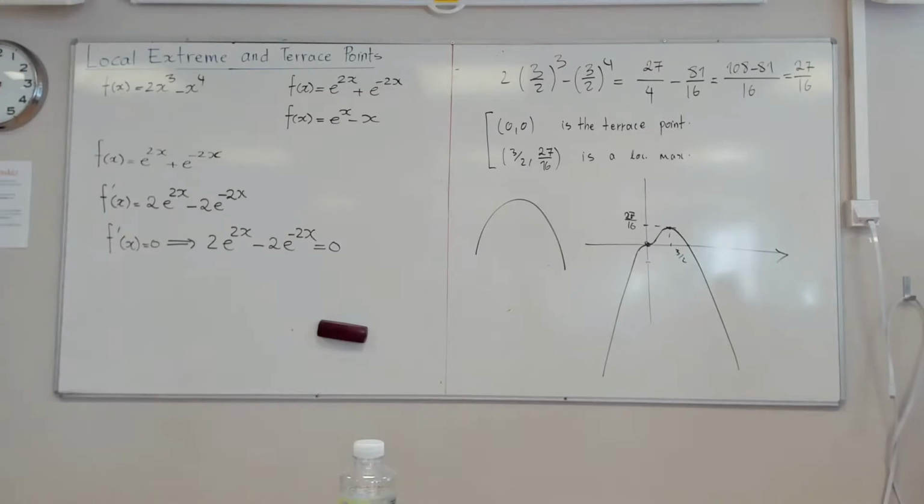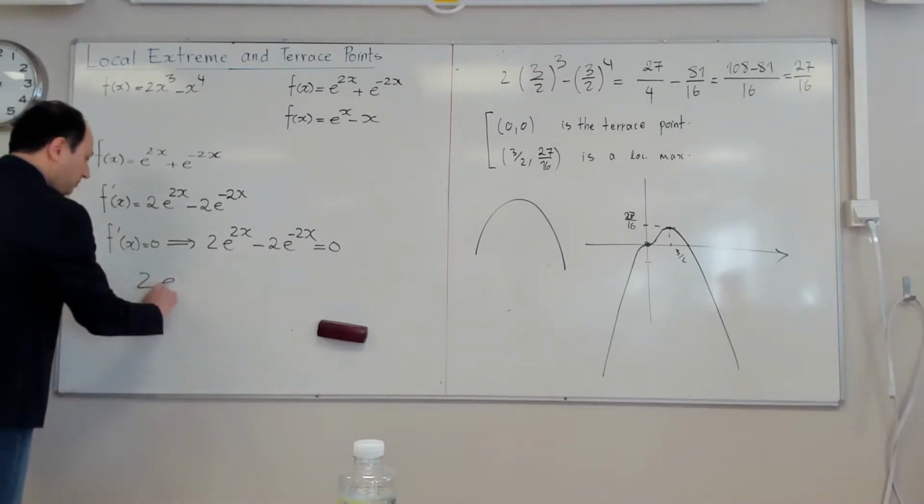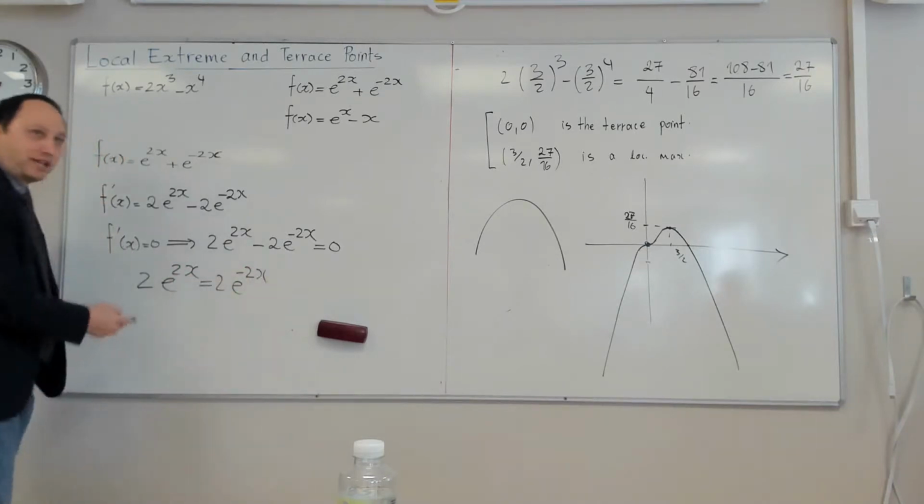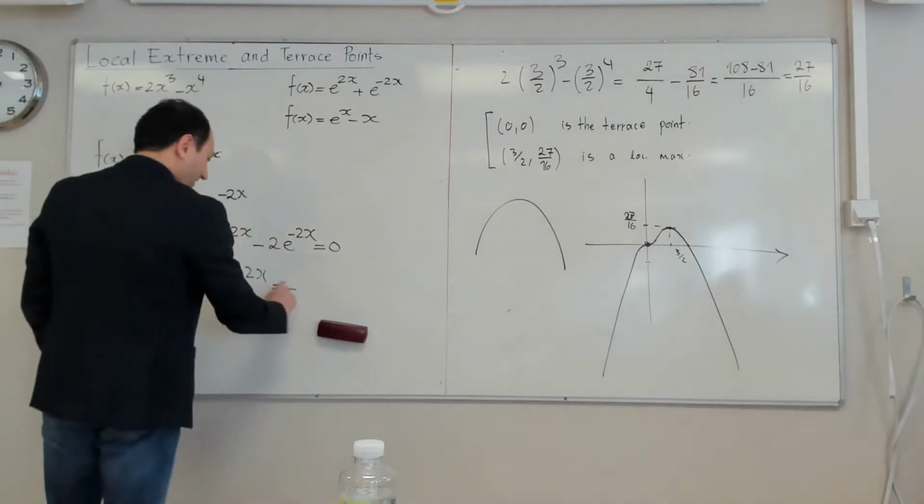Any ideas? At least what is the first step? Yes, I would move it to the right. Yeah, that's what I will do too. So 2e to power 2x, and then what is the next step? Divide by 2. At least do these things, okay? Then you get stuck.